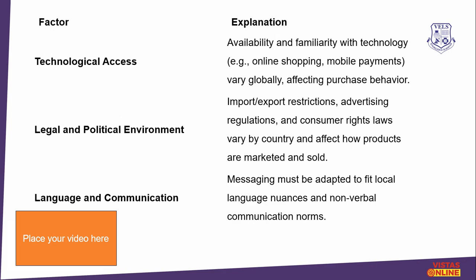People are buying products and services through social media. Urban or educated customers can buy products and services through social media. A rural customer, who may not be familiar with social media, may not be able to purchase through it. Online marketing, legal and political environment: import and export restrictions, advertisement regulations, and consumer rights laws vary from one country to another, affecting how products are marketed and sold.